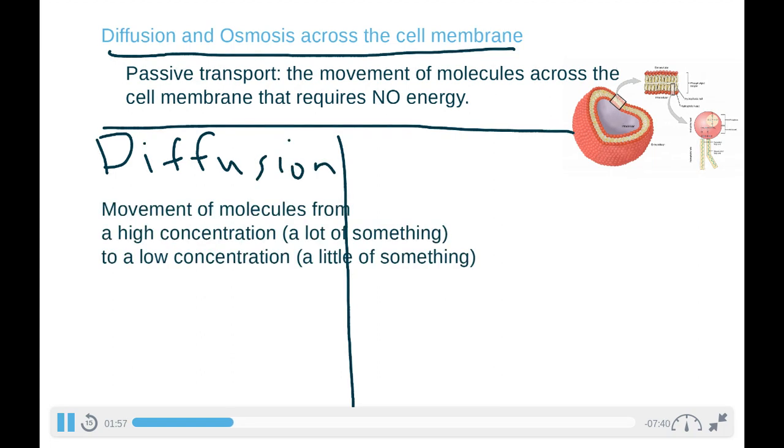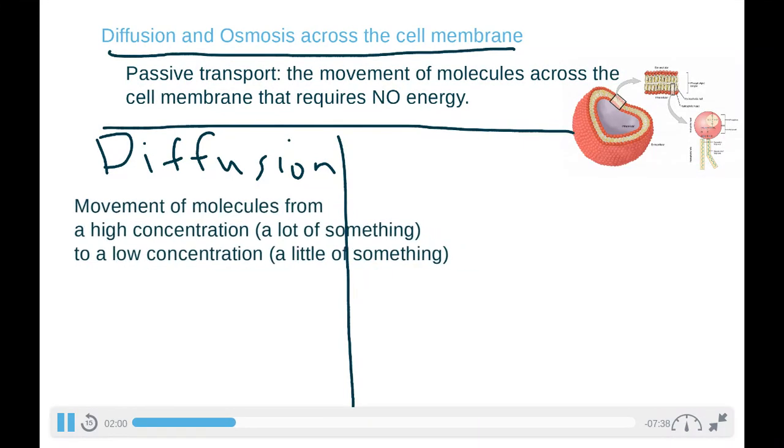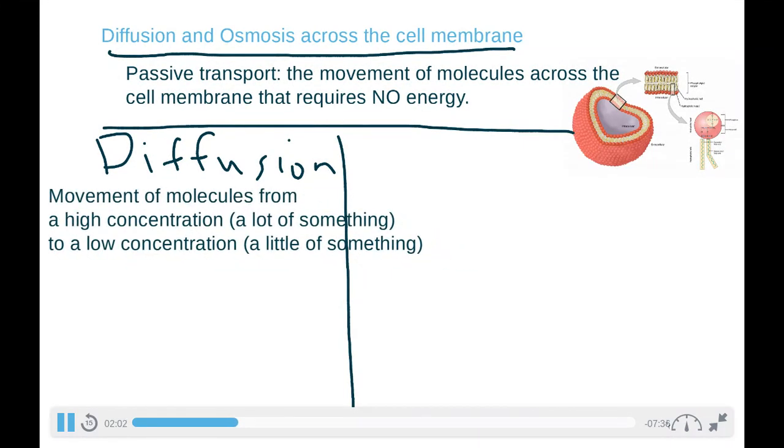Your definition for diffusion is movement of molecules from a high concentration, where there's a lot of something, to a low concentration, where there is little of something. To show that, we're going to put a high concentration picture of dots, and we're going to mark that with the letter H for high concentration. And we're going to do a few dots over here with an L symbolizing low concentration.